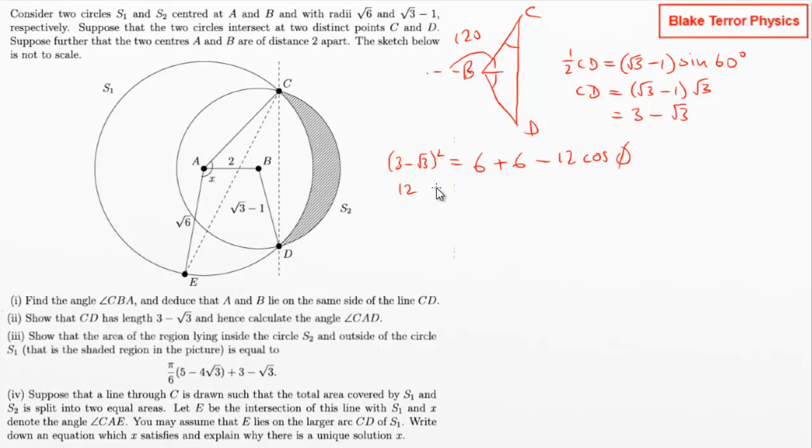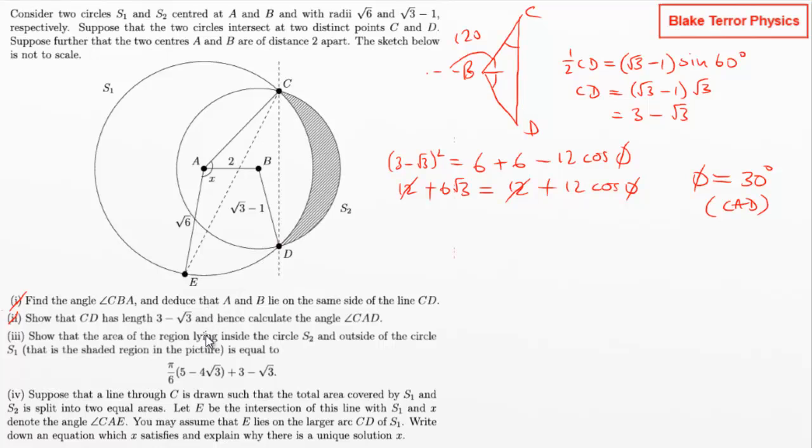On these things, we've got 6 root 3 is equal to 12 minus 12 cos phi. Cancel those, get rid of the minus signs. So cos phi is root 3 over 2, so phi is going to be 30 degrees. So that is our CAD, which is a bit sharper than it shows on the picture.